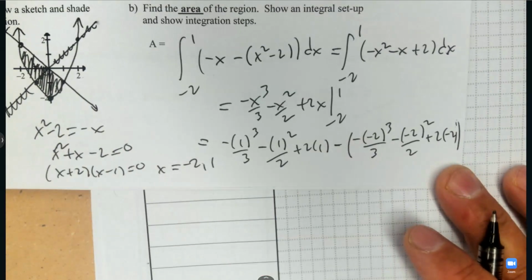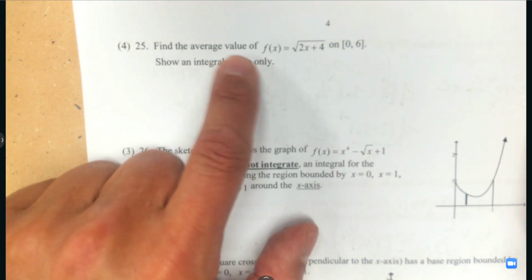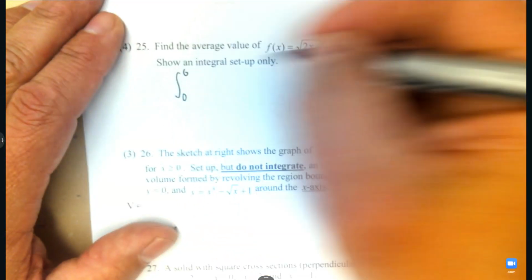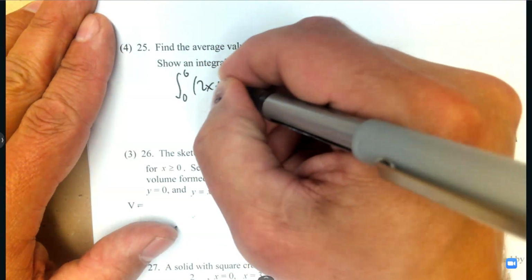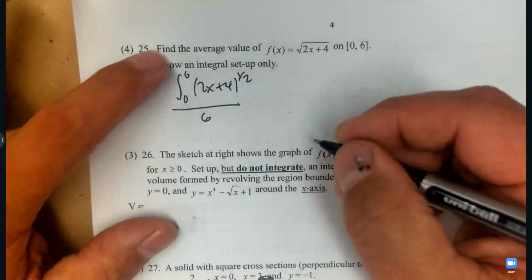And this would be that area. All right, turn the page. Find the average value. So to find average value, that's an integration question from 0 to 6. I'm going to write it friendly already. That's (2x + 4)^(1/2). And then I divide by the difference of the bounds.